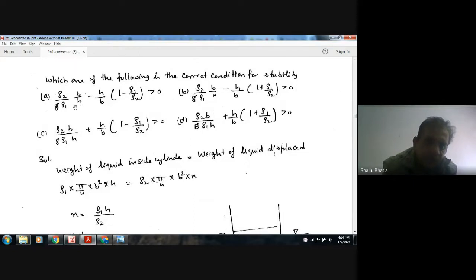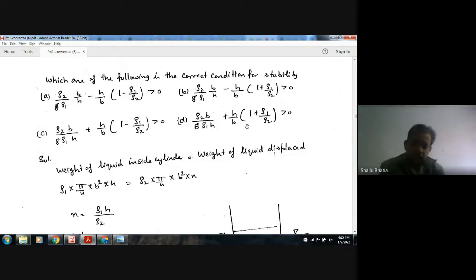A: rho 2 by rho 1 BH minus HB 1 minus rho 1 by rho 2 is greater than 0. B: rho 2 by rho 1 BH minus HB 1 plus rho 1 by rho 2. Okay. And C: rho 2 by 8 rho 1 BH plus HB 1 minus rho 1 by rho 2 greater than 0. D: rho 2 by 8 rho 1 BH plus HB 1 plus rho 1 by rho 2.